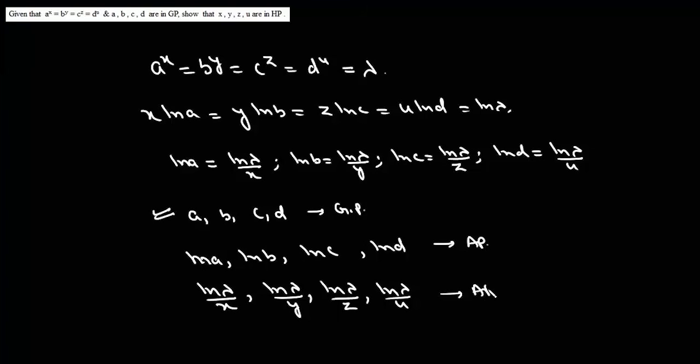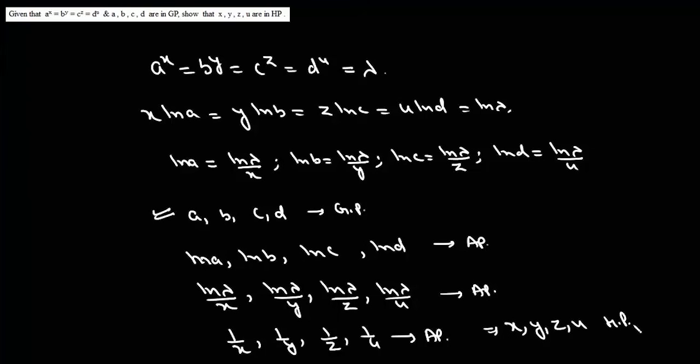It will also be an AP. Now we'll divide everything with log lambda, and we know that if we divide each term with a constant, then it will still remain an AP. So that means 1 upon x, 1 upon y, 1 upon z, and 1 upon u will be an AP, and reciprocal of an AP is HP. So that means x, y, z, u, they are in HP, which is what we need to prove in this question.